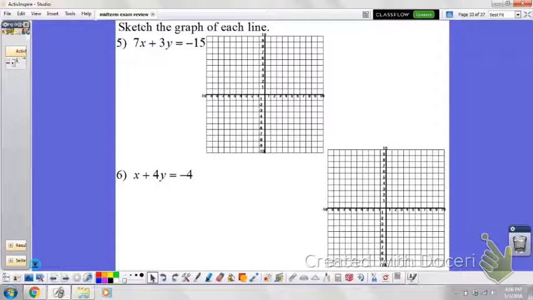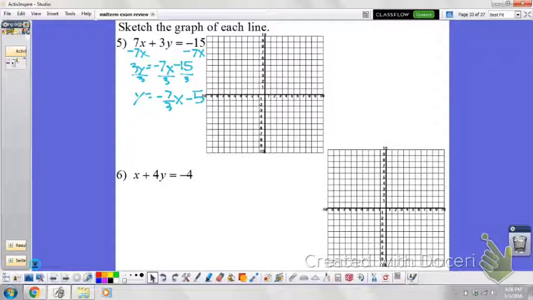Number 5, I need to graph the equation, and in number 6, I need to graph the equation. So I'm going to do that by getting y alone. So I'm going to solve for y. First thing I'm going to do is subtract 7x from both sides. That gives me 3y is equal to negative 7x minus 15. Divide everything by 3. So the equation of my line is y is equal to negative 7/3 x minus 5.